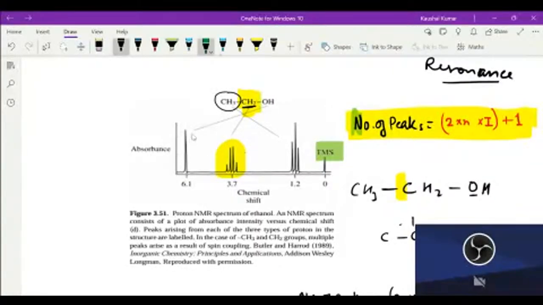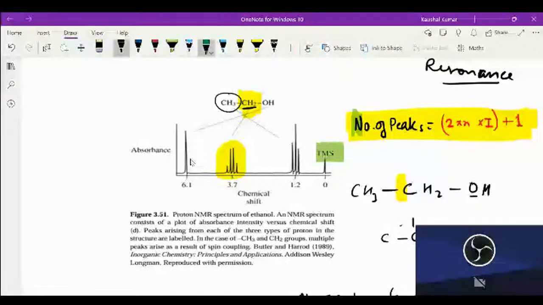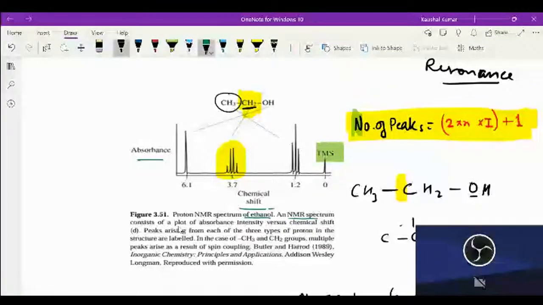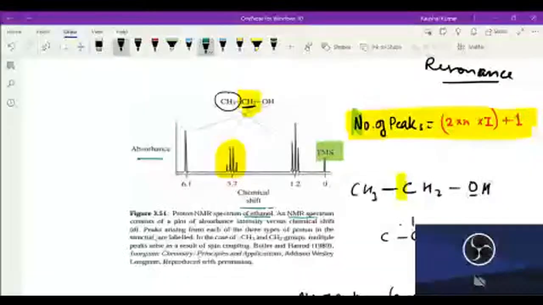So like that, the proton NMR spectrum of ethanol. An NMR spectrum consists of a plot of absorbance intensity versus chemical shift. This is also an important thing. Peaks arising from each of the three types of proton in the structure are labeled. In the case of the CH3 and CH2 groups, multiple peaks arise as a result of spin coupling.